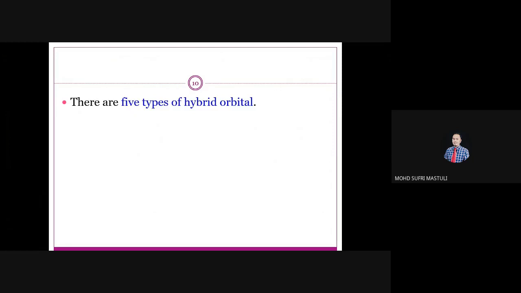There are 5 types of hybrid orbital. Ada 5 jenis hybrid orbital. The first one is sp. When we say sp, it means that we mix s plus p. We mix this to form a new orbital. We call it sp. Another orbital is sp2. It means that 1s we mix with 2p.